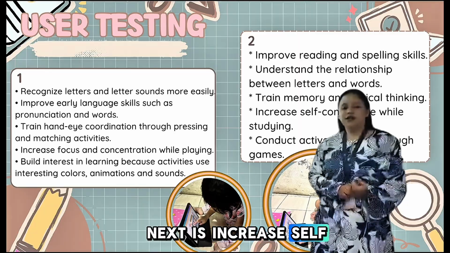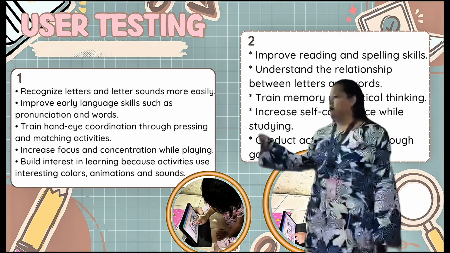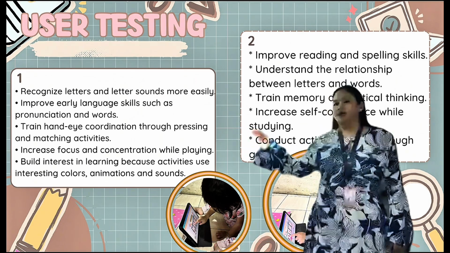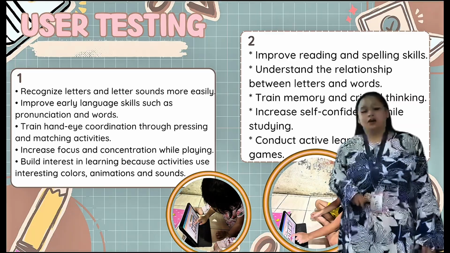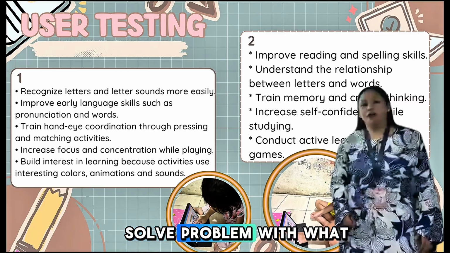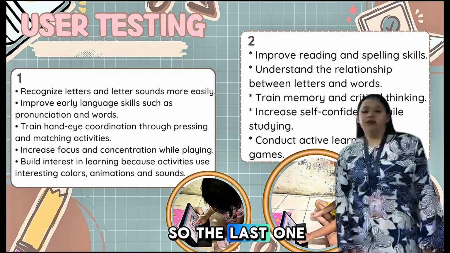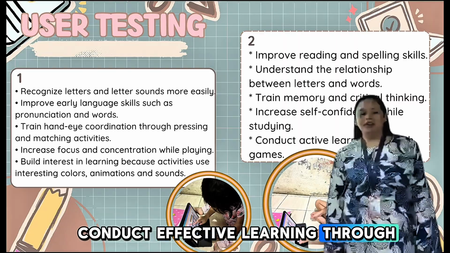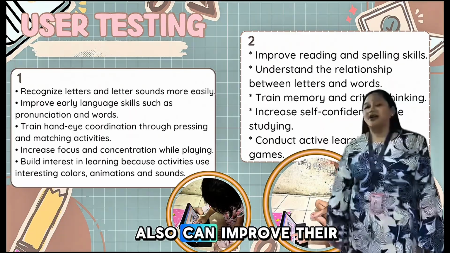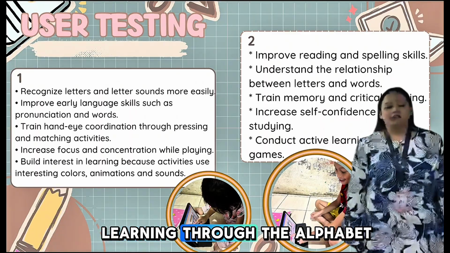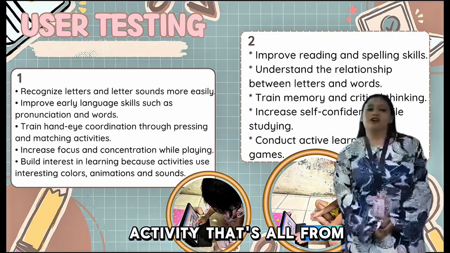Next is increasing self-confidence while studying. With this game, he plays the quiz and then must solve problems according to what the activities want. The last one is conducting active learning through games. Overall, the game can also improve their learning through the alphabet activity. That's all from me. Thank you.